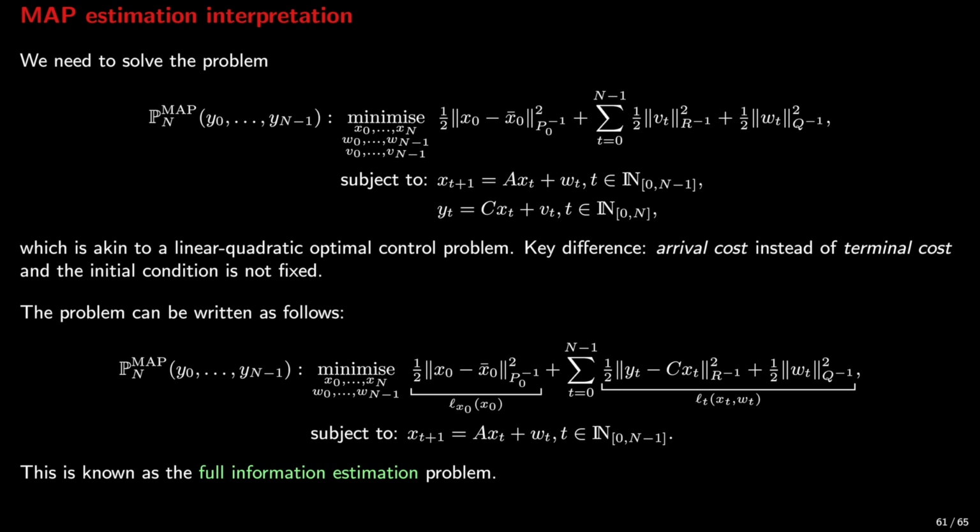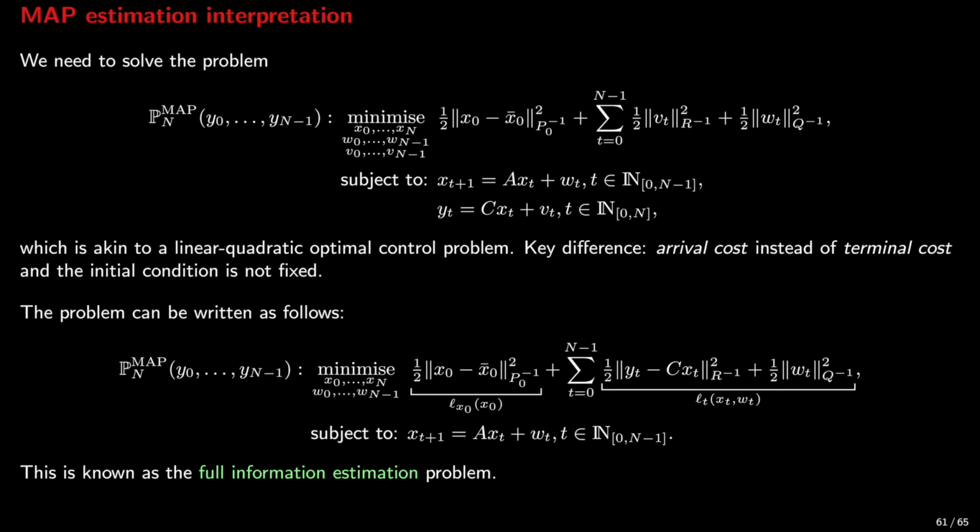This formulation is known as the full information estimation problem. Note that we have the arrival cost, which is denoted by L of x0, and a sum of stage costs, which are denoted by Lt of xt and wt. Once again, this is a parametric optimization problem with parameters these y's from y0 to yn minus 1.